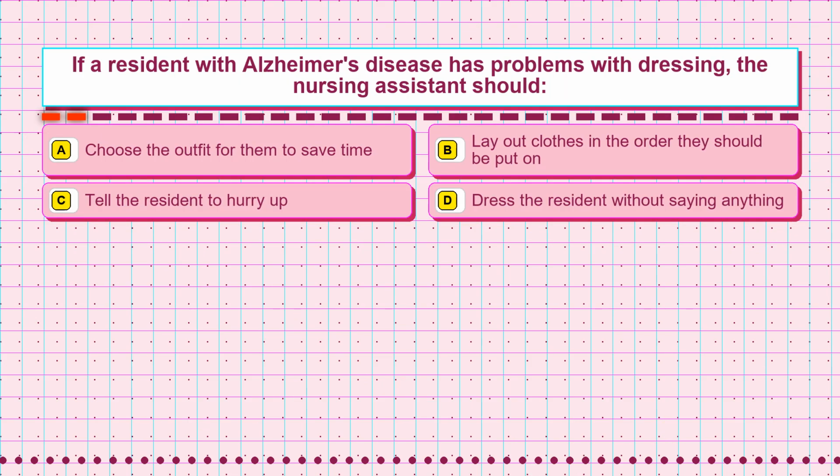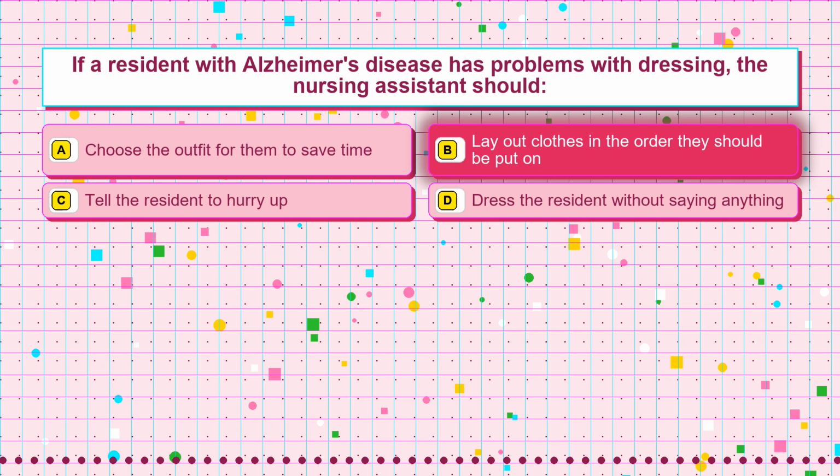Question 73. If a resident with Alzheimer's disease has problems with dressing, the nursing assistant should: Option A, choose the outfit for them to save time. Option B, lay out clothes in the order they should be put on. Option C, tell the resident to hurry up. Option D, dress the resident without saying anything.